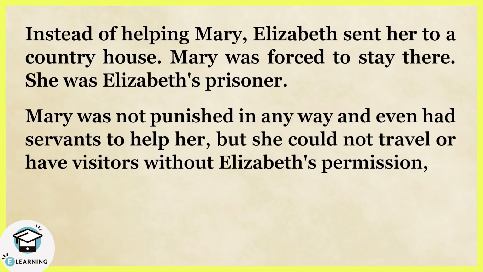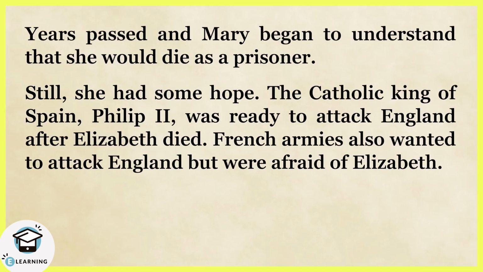Instead of helping Mary, Elizabeth sent her to a country house. Mary was forced to stay there. She was Elizabeth's prisoner. Mary was not punished in any way, and even had servants to help her, but she could not travel or have visitors without Elizabeth's permission. Years passed, and Mary began to understand that she would die as a prisoner. Still, she had some hope.